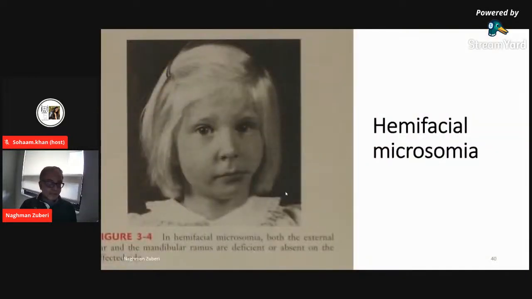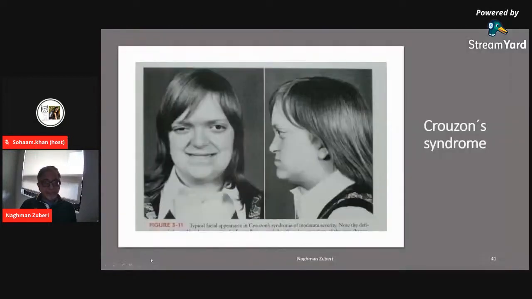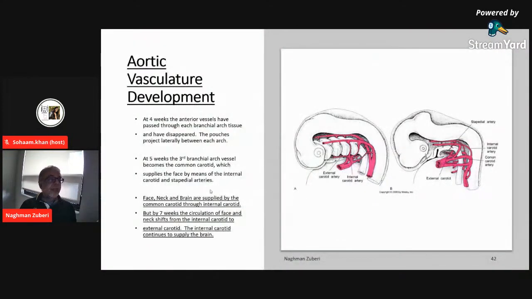Hemifacial microsomia. It could be just appearing on one side. In hemifacial microsomia, both the external ear and the mandibular rami are deficient or absent on the affected side. Crouzon syndrome. This is a typical facial feature of Crouzon syndrome. It could be moderate, it could be severe as well.